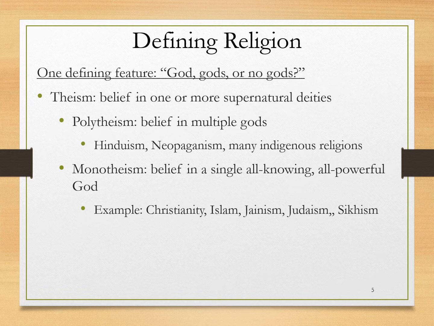Monotheism, then, is the belief in a single, all-knowing, all-powerful God. So this is the concept of religion and religiosity most common in the United States and other Western nations. This includes Christianity, Islam, Jainism, Judaism, and Sikhism. Again, we're most familiar with Christianity, Islam, and Judaism. Jainism and Sikhism we'll address a little bit in the next lecture.